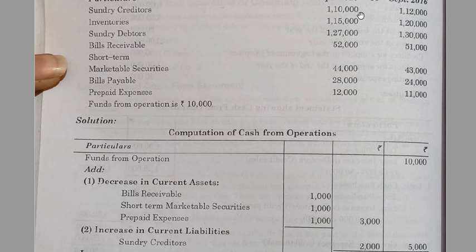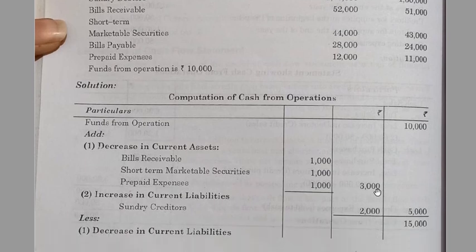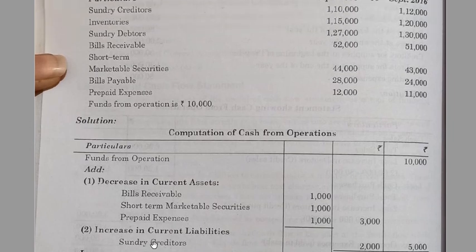Sundry creditors has increased. So 1,10,000 to 1,12,000, so 2,000 is your increase. So total you get 5,000. Next we'll minus the decrease in current liability. So any current liability has decreased.